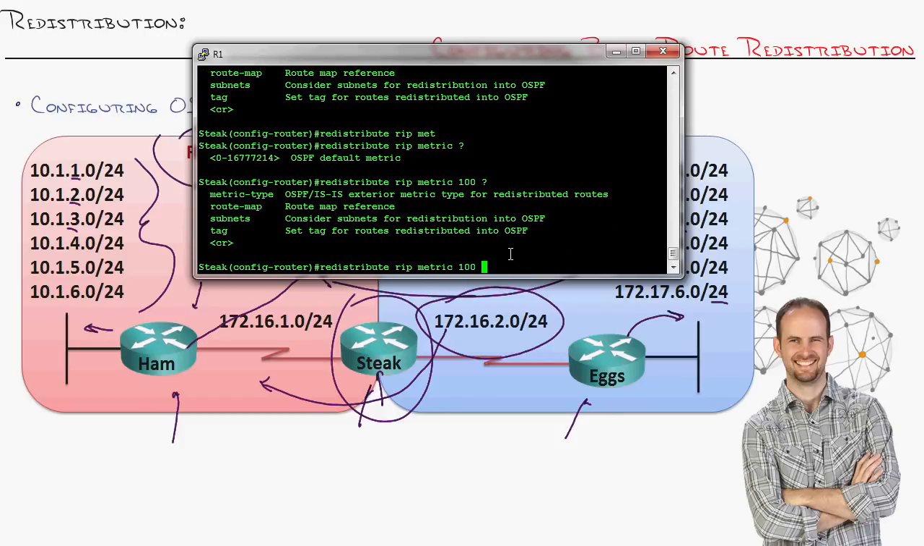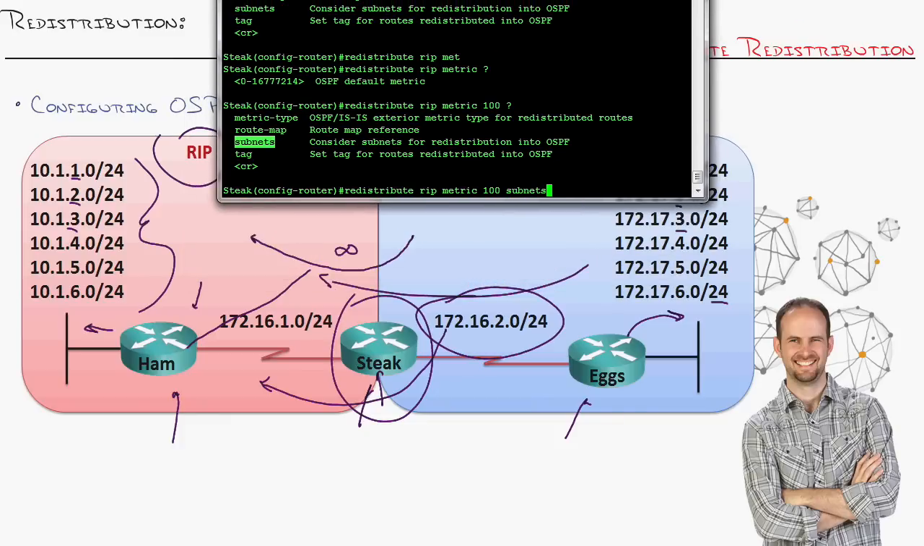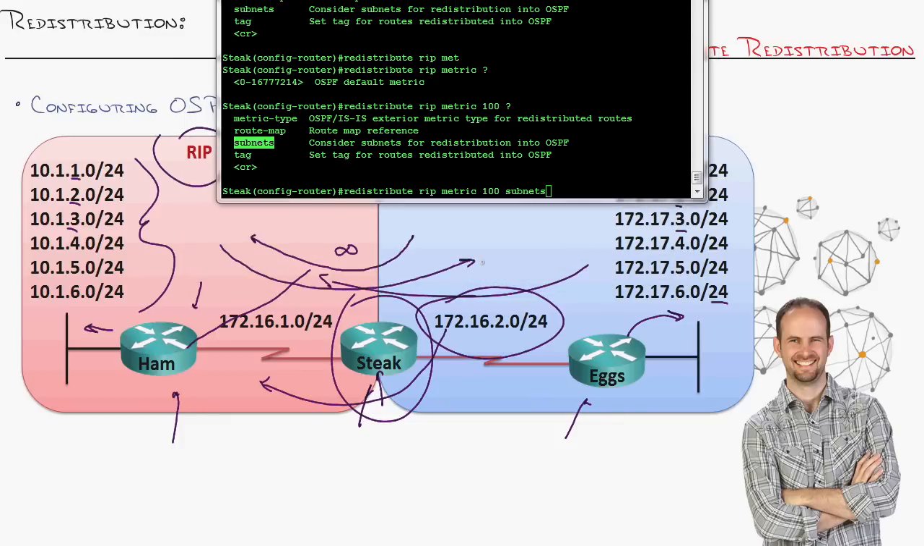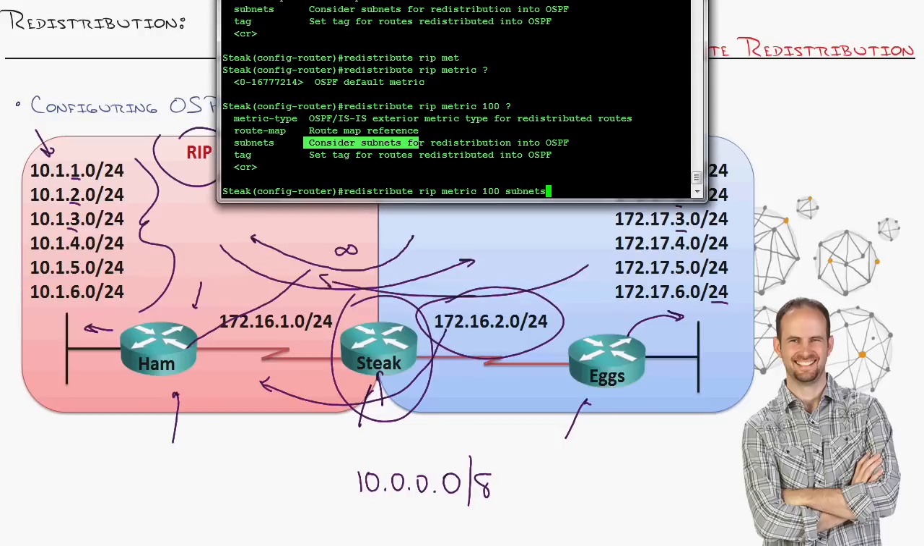Now, notice we've got different options. Redistributing into different protocols will give you different options. One of the big ones, subnets. Oh my goodness, I have forgotten that one so many times. Subnets says, hey, rather than doing auto summarization or taking it back to the classful boundary, which what would happen here? 10.0.0.0/8 would end up coming across if I did not include that subnets, because notice it says consider subnets. Otherwise, it will just redistribute the classful version. So I get all the small ones.